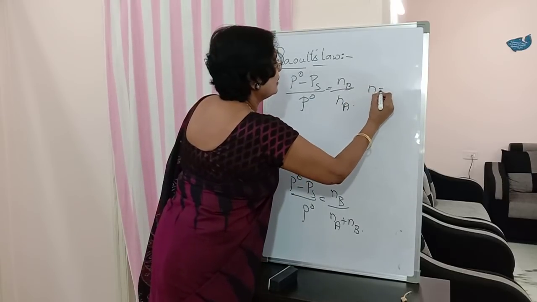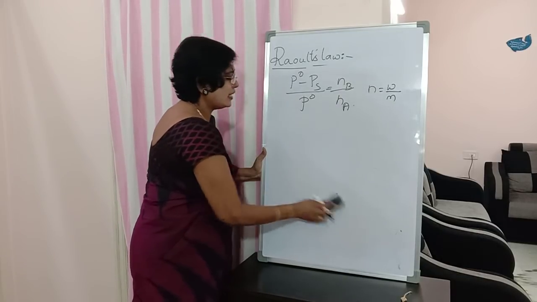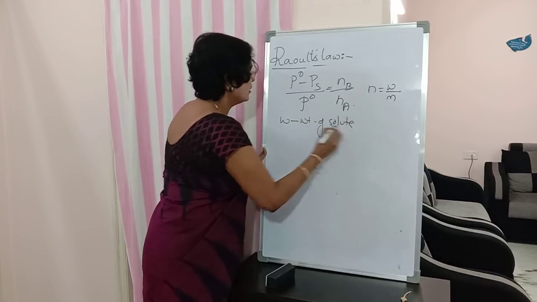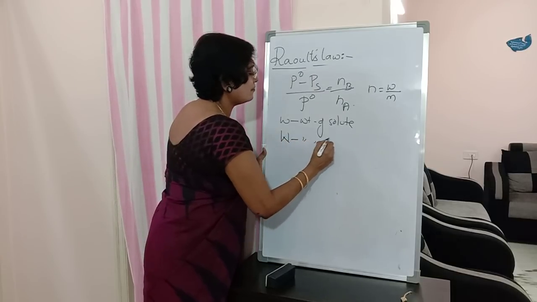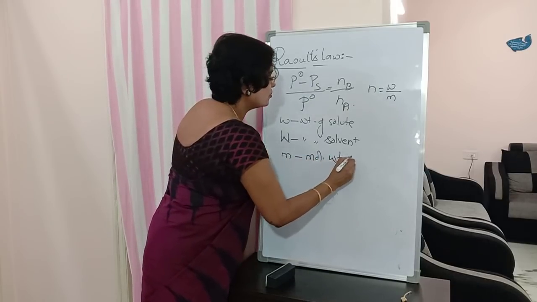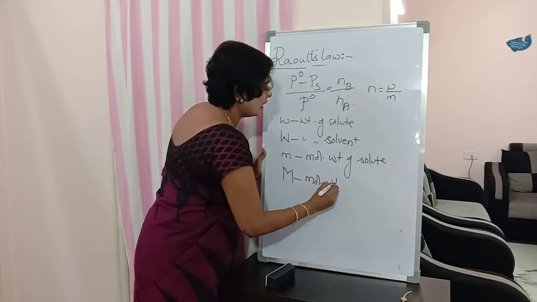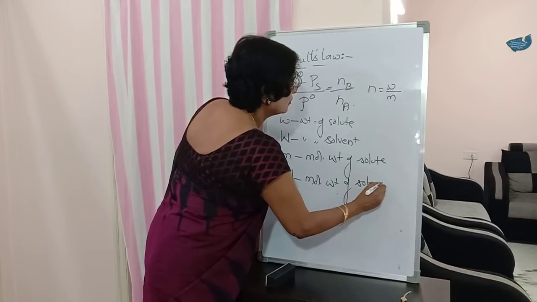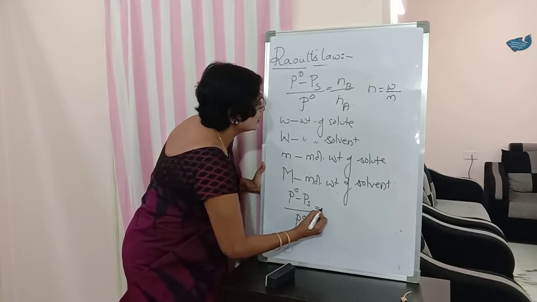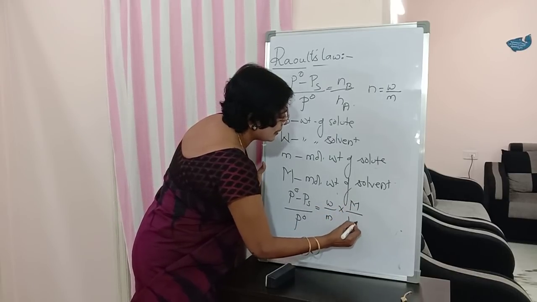But N can be calculated by dividing weight by molecular weight. So if small w is the weight of the solute, capital W is the weight of the solvent, small m is the molecular weight of the solute, and capital M is the molecular weight of the solvent, we can write (P naught minus PS) by P naught is equal to small w by small m into capital M by capital W.